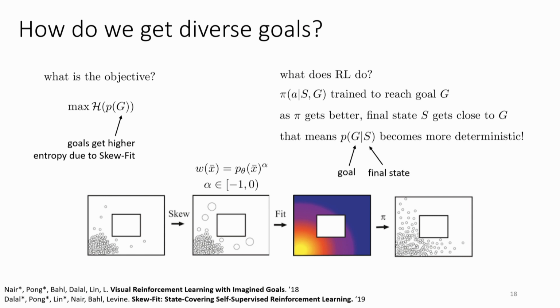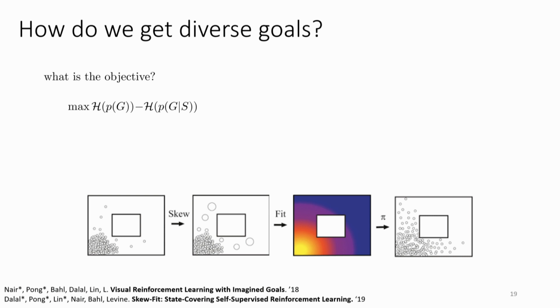So that's our goal, and that's our final state. So that means that we can write our objective as maximizing entropy of P of G minus entropy of P of G given S. So RL is taking care of the second term. The generative model fitting is taking care of that first term. This is made a little bit more formal in the paper. So that's kind of cool. If that's our objective, that means our objective is really the mutual information between the state and the goal.